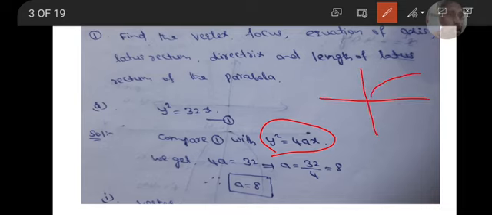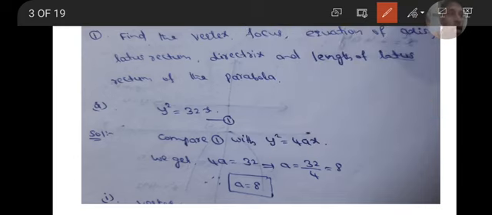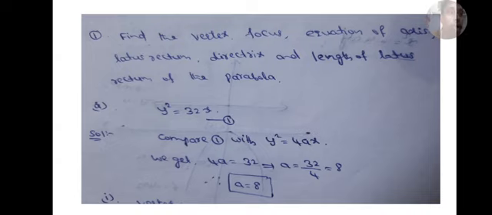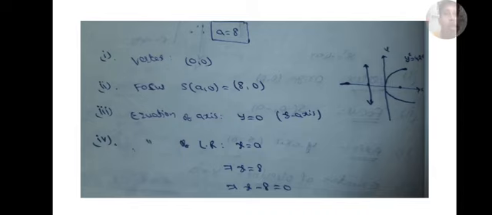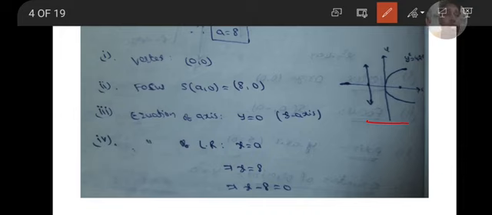Next, which form is it? It is the y square equal to 4ax form. Y square equal to 4ax means the parabola is like this, symmetric about the axis, with the directrix on the other side. So you have to remember all the formulas for vertex, focus, equation of axis, latus rectum, directrix, and length of latus rectum. We got a equal to 8. This is the rough diagram of the parabola.